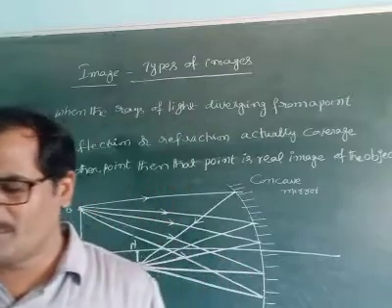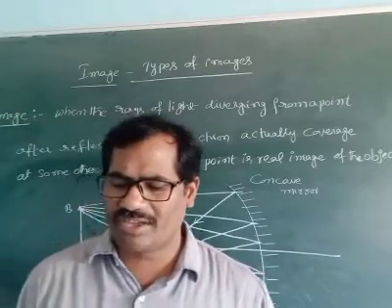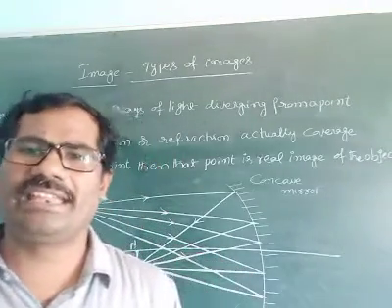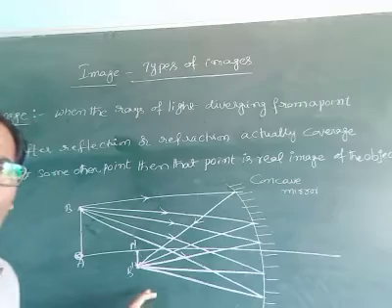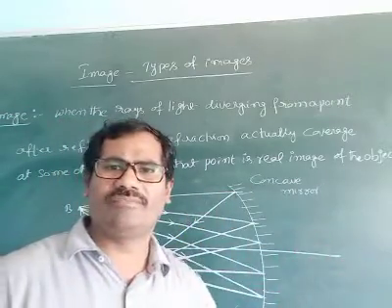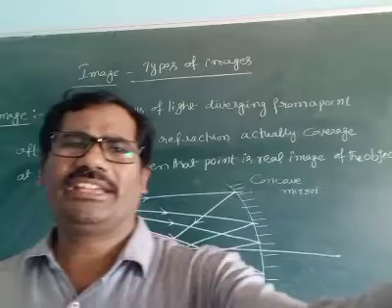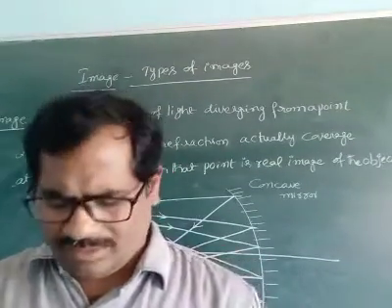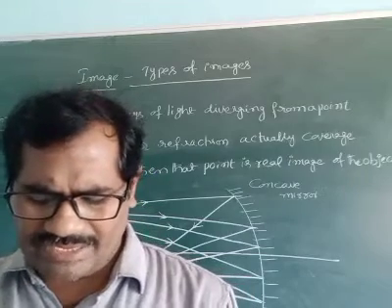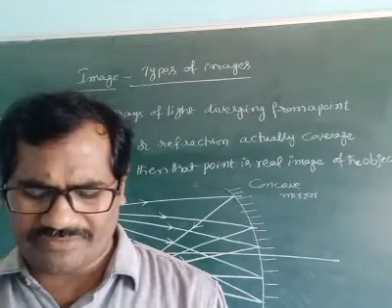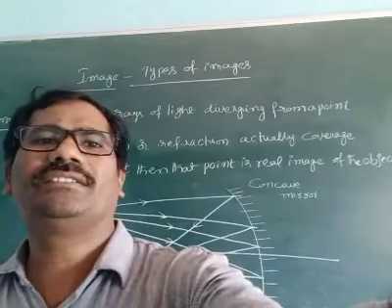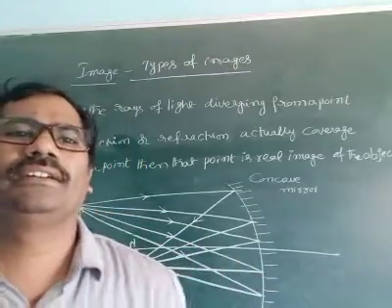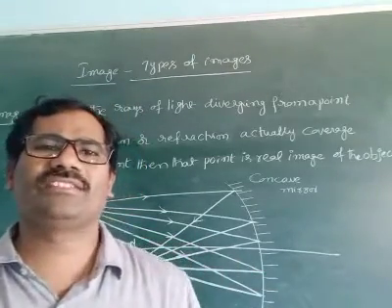Okay, that means motion and still pictures projected on the screen in a cinema are real images. Real images form in a concave mirror. When the rays of light diverging from a point, after reflection or refraction, actually converge at some other point, the point is known as the real image of the object.